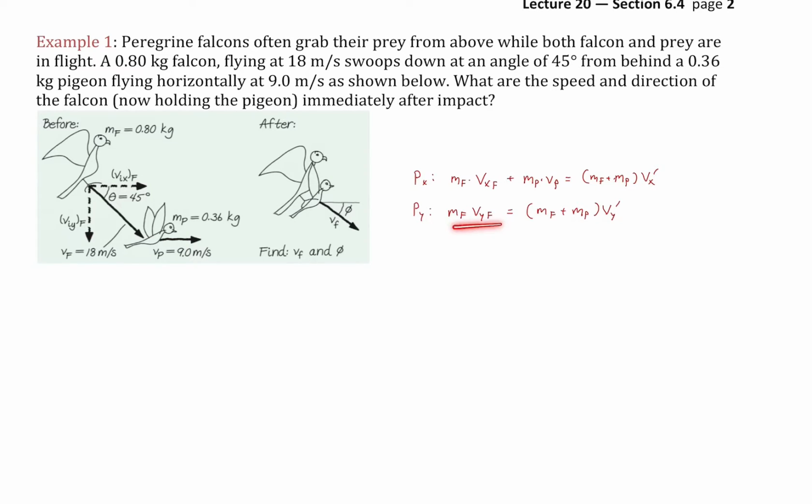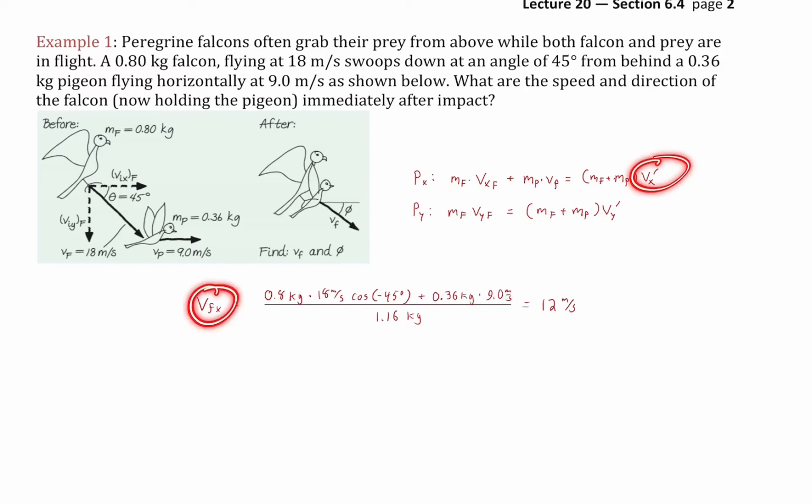Likewise, in the Y direction, there's just the falcon and its component. And then afterwards, total mass times the Y component of the final velocity. All right, so let's go ahead. We don't have to do any algebra. We can just solve for one at a time. So I'm going to find V final X. I'm sorry for being inconsistent. This is the same as Vx prime. Okay, these are the same, but I switched my notation there. But anyway, we plug in the numbers and we solve and we find 12 meters per second.